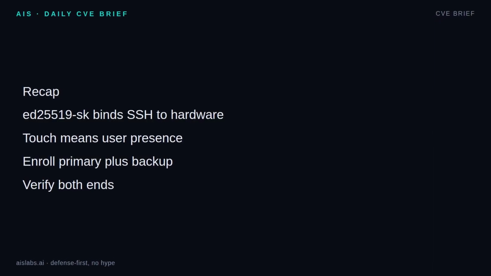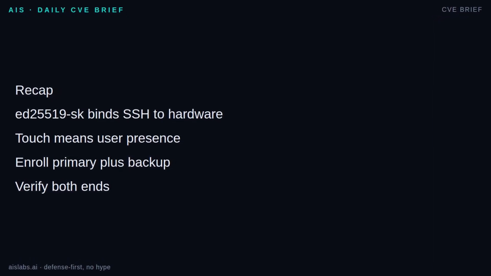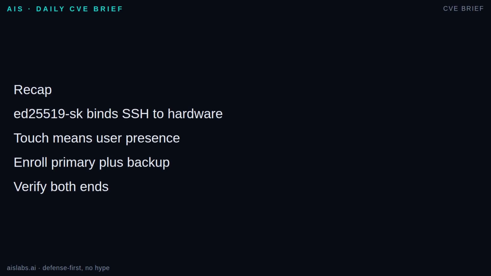Three beats to keep. First, ed25519-sk makes SSH authentication depend on a FIDO2 security key, not just a copyable private key file. Second, touch is user presence. Useful, but not the same as knowing who the user is. Third, deploy two keys from day one, primary and backup, both tested on the server. Before using this in anger, verify client support, server support, and your recovery path.